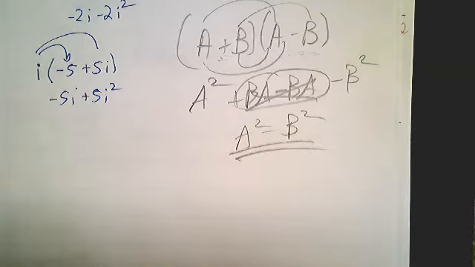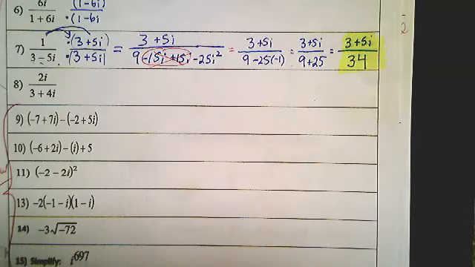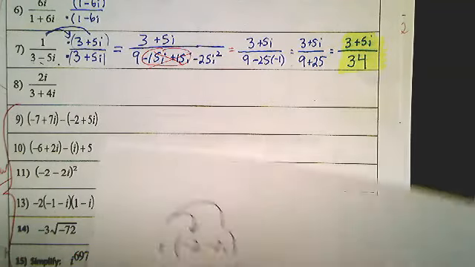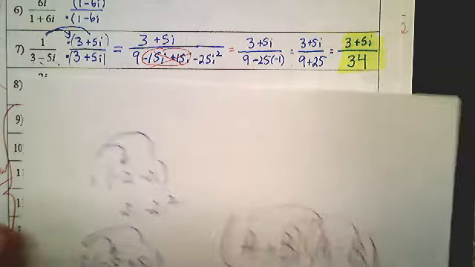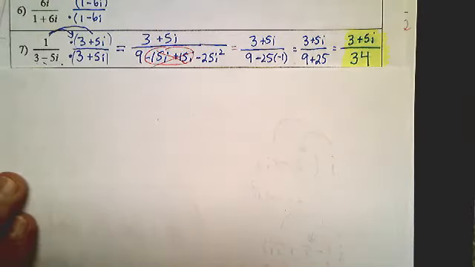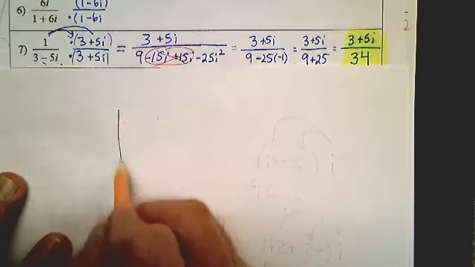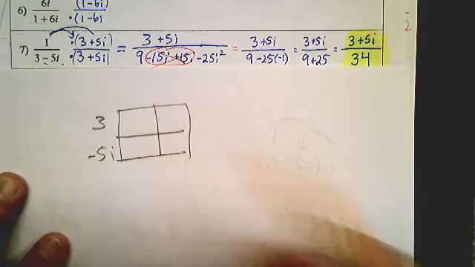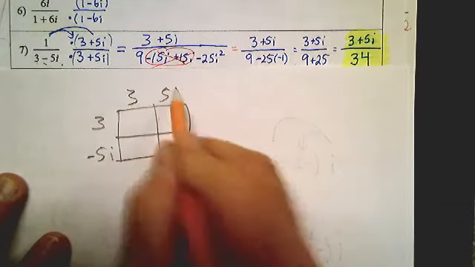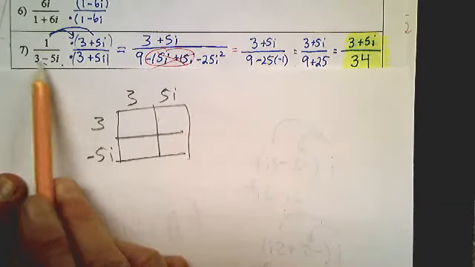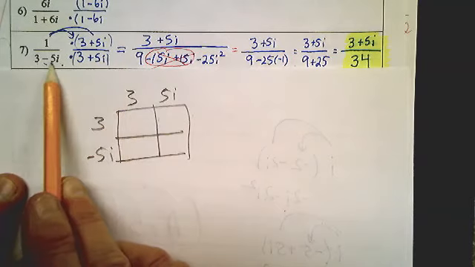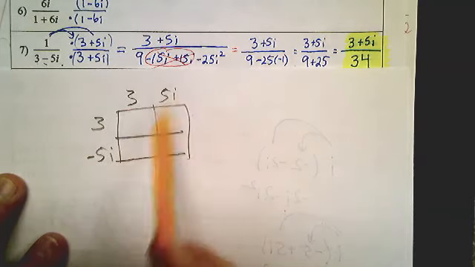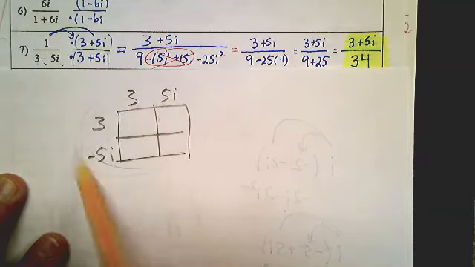Yeah, that's fine. But the majority of these kids haven't learned it, and I don't have 2 days to teach it to them. So I'm just going to let them go ahead and FOIL it out. 3 minus 5i times 3 plus 5i. So there's 3 minus 5i. There's 3 plus 5i. So what I did right here for all of you, I worked sideways. You could actually put it back into a box like this.